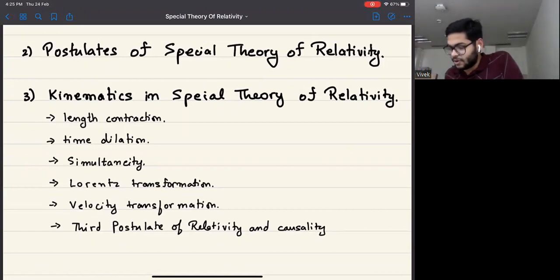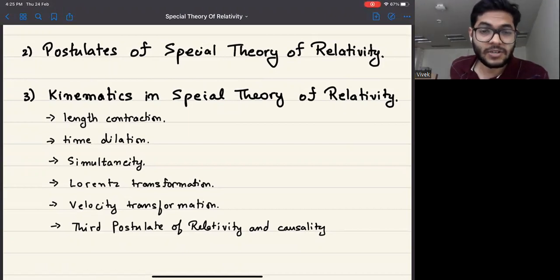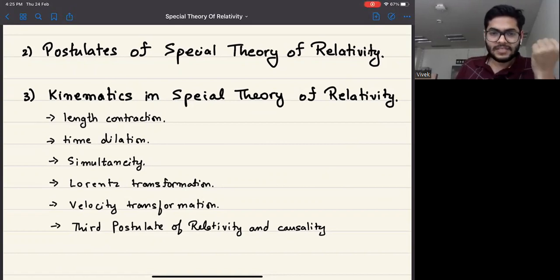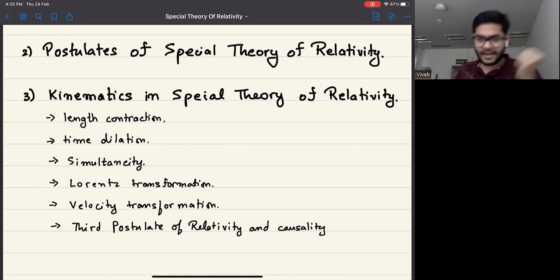And in this, we will be talking about some very fascinating things such as length contraction, time dilation, and simultaneity. All these things will be really anti-intuitive in some sense because we do not encounter them in our daily life. And we will see that these effects become noticeable only when one goes near the speed of light.